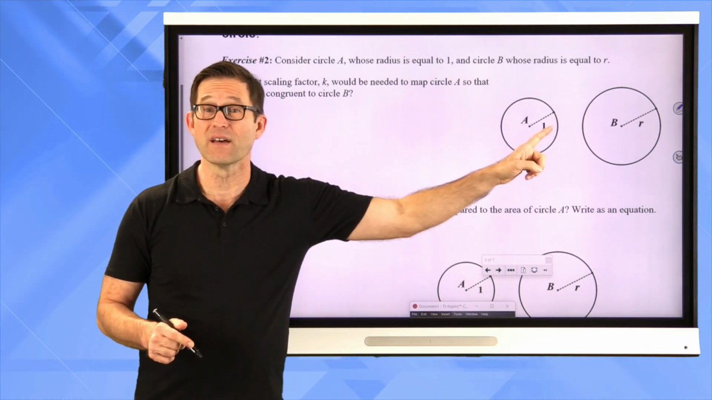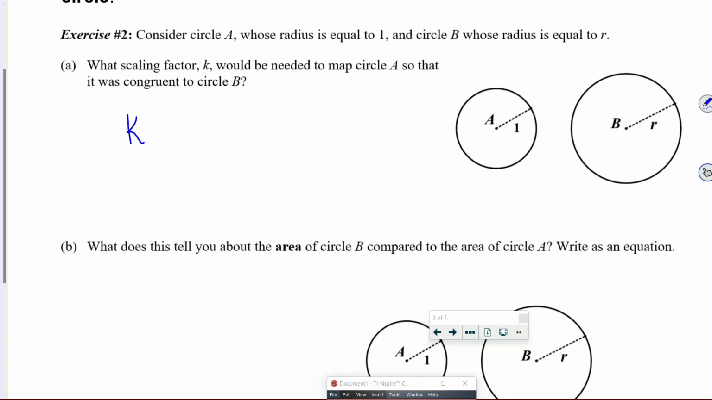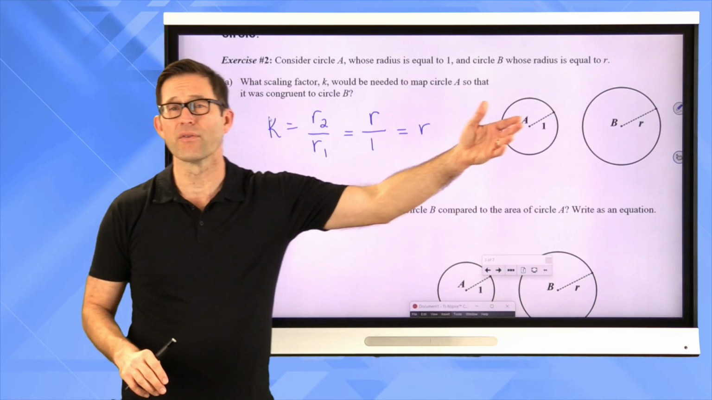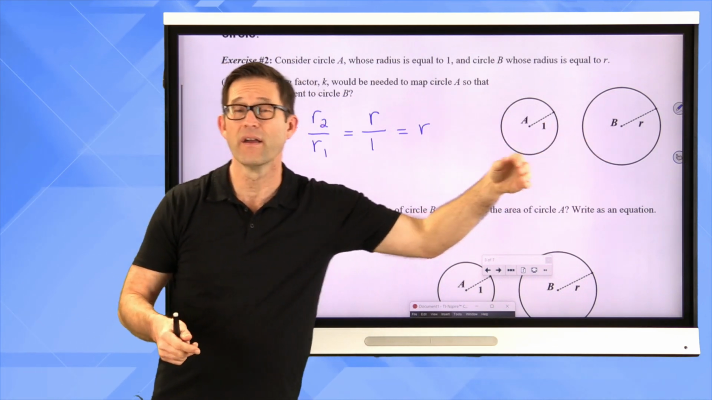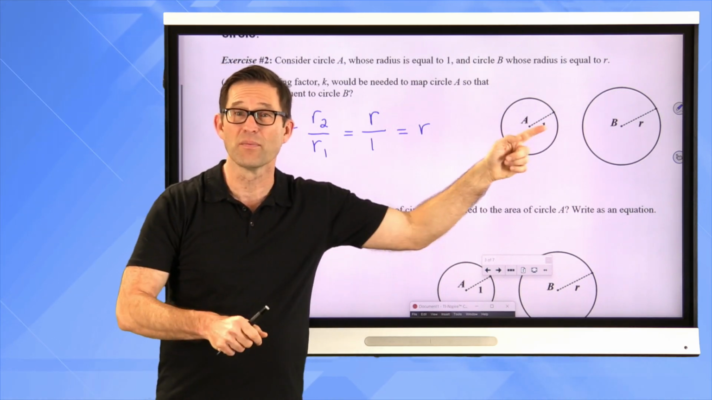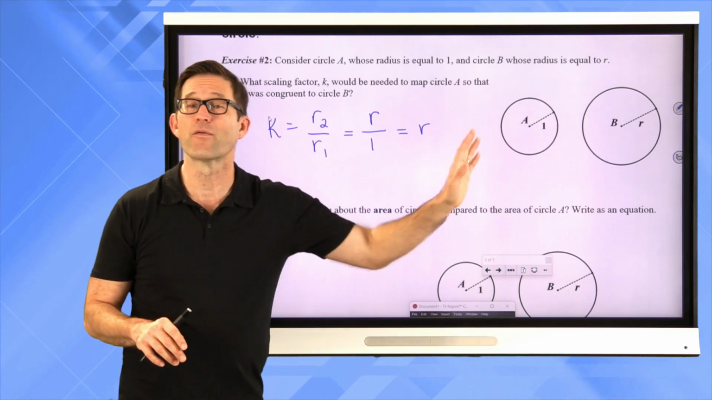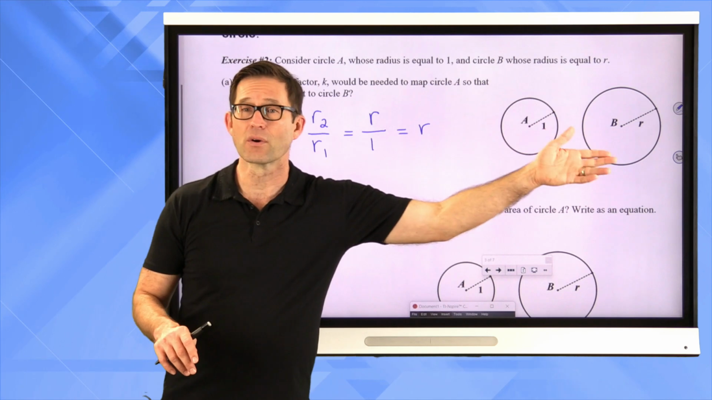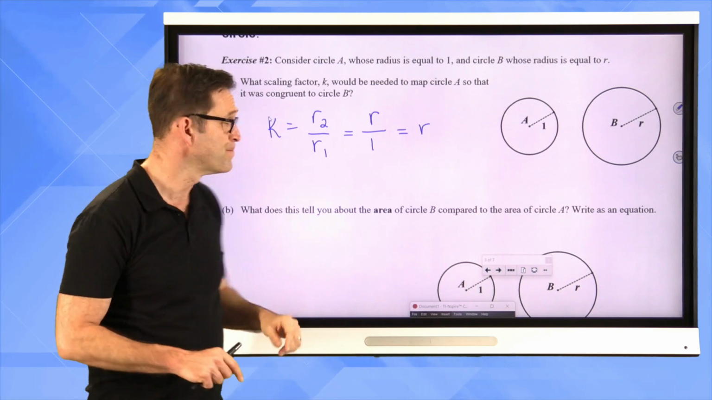And the reason why is that, remember, our scaling constant is R2 divided by R1. K would be R2 divided by R1, which is just that generic R divided by 1, and that's just R. So if R is greater than 1 and we stretch this thing out by a factor of R, then it's going to have a radius of R. And if R is less than 1 and we shrink it, so we multiply this radius by R, it's going to now have a radius of R. So our scaling constant to go from a circle with a radius of 1 to a circle with a radius of R, whether that's bigger or smaller, that scaling constant just is R.